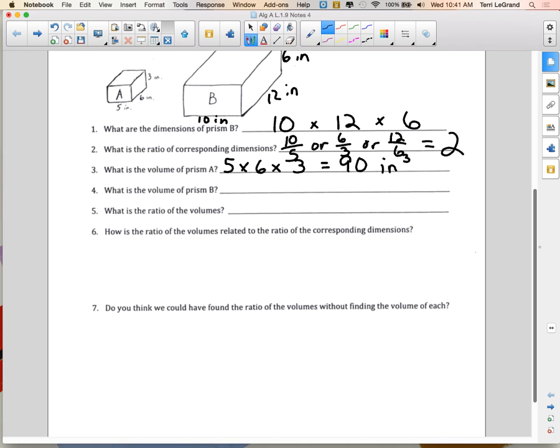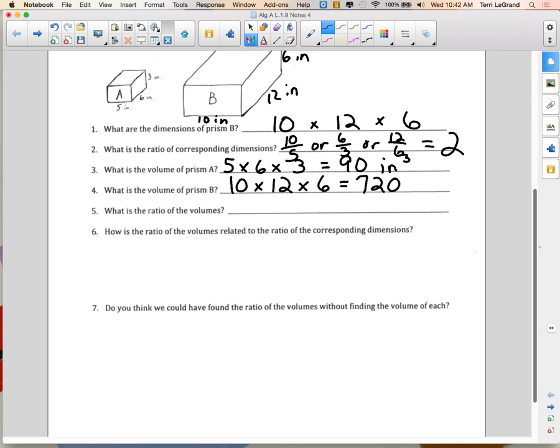Volume of prism B. What are we going to do to get that one? Is that a little 3 or 2? It's a little 3. 10 times 12 times 6. It's 220? No, it's a lot more than that. Well, 10 times 12 is 120. So we need to multiply that times 6. 720.